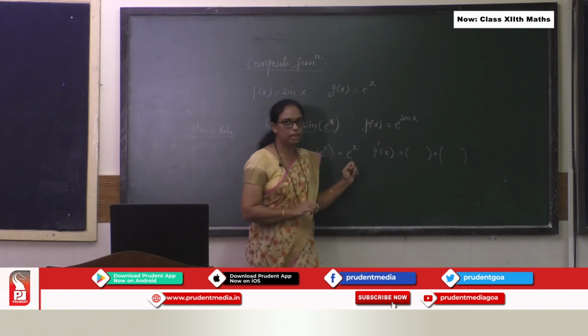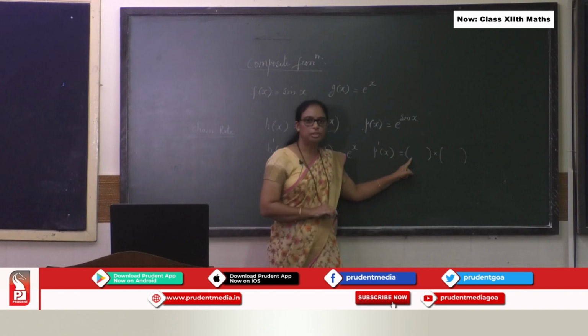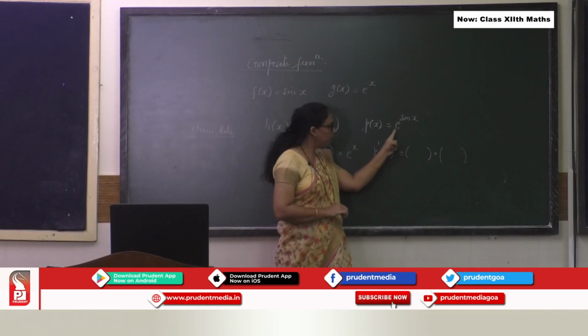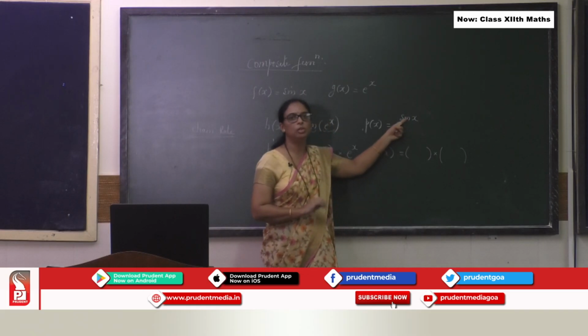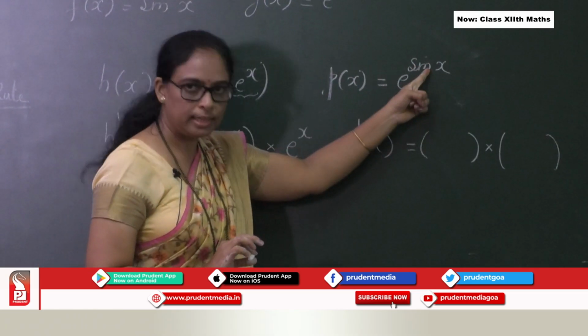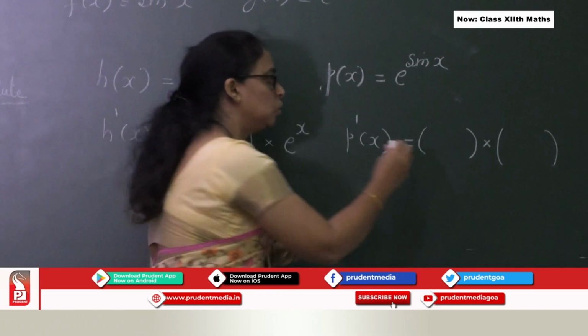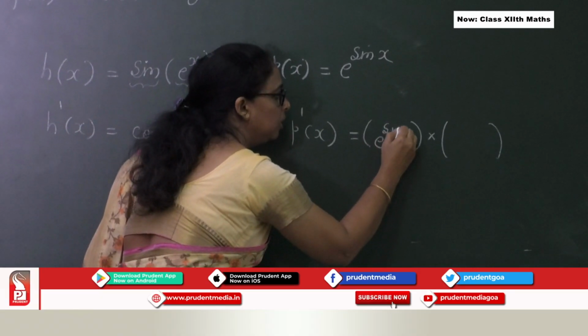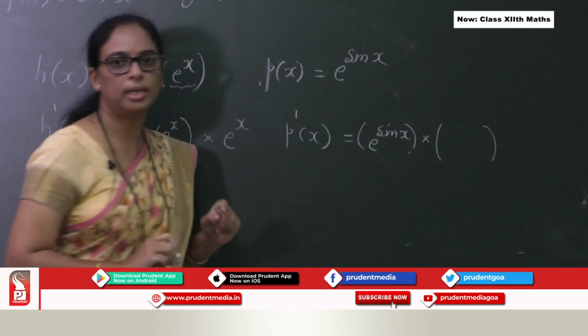Let us now try to fill the boxes. So the first bracket here. The derivative of every exponential function, as we know, is the same exponential function. So if I have e raised to sine x, the derivative of e raised to sine x from the previous formula we know is the same, e raised to sine x.